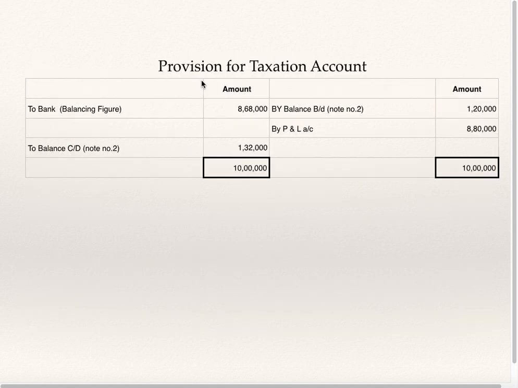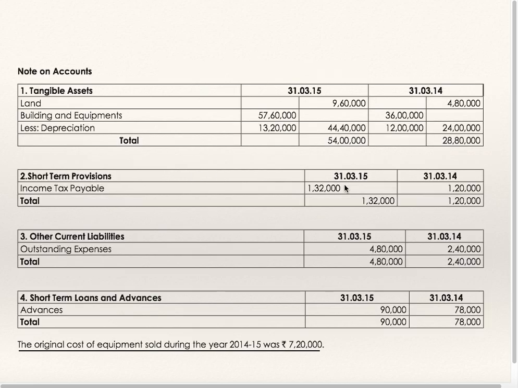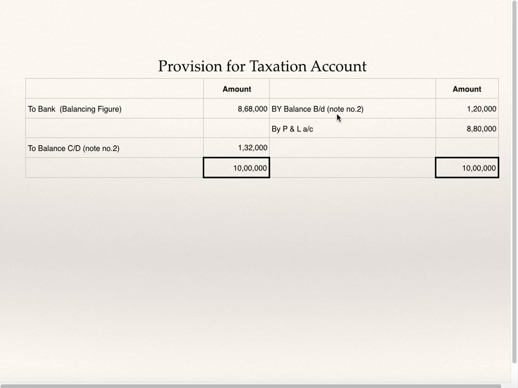Now in this particular question they have not given us payment of tax or advanced payment of tax. So you are supposed to prepare provision for taxation account. By balance brought down 1,20,000, to balance carried down 1,32,000. For this you are supposed to refer note number 2. Short term provisions. Opening balance is 1,20,000, closing balance is 1,32,000.